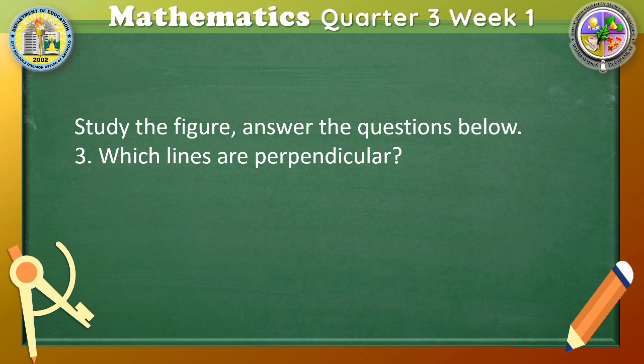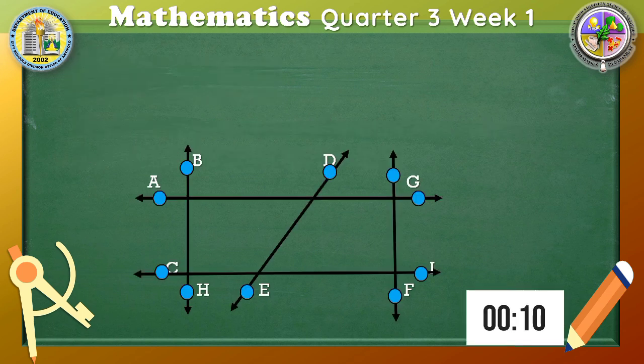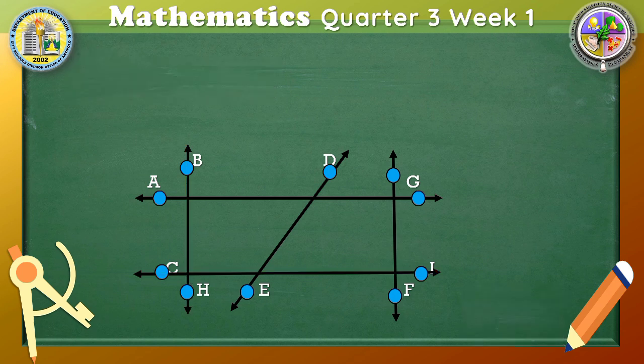Which lines are perpendicular? Study the figure. Another 10 seconds. Ready, kids? Time is up. Let's check your answer. Look at the figure. Line CI and also line BH. Very good. You got the correct answer.